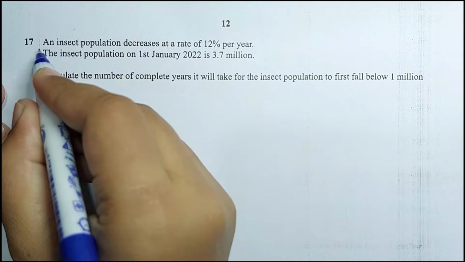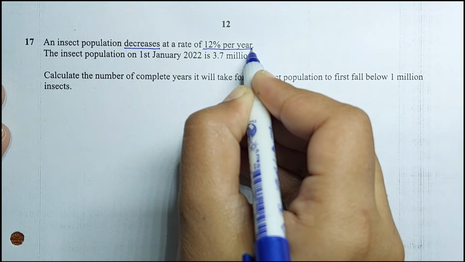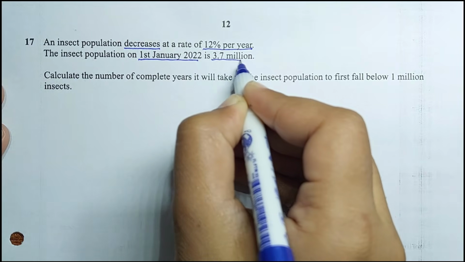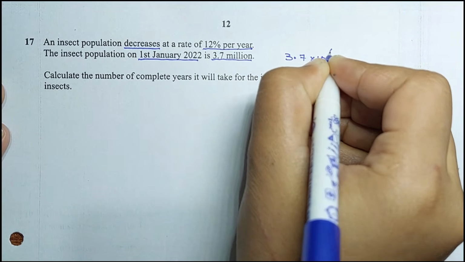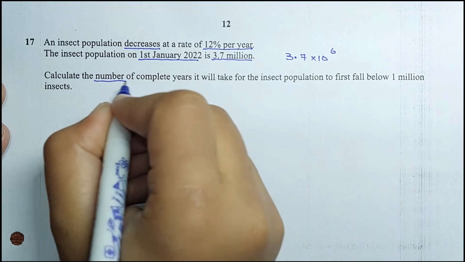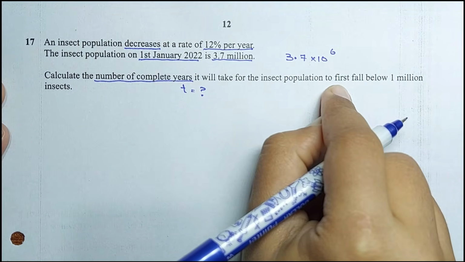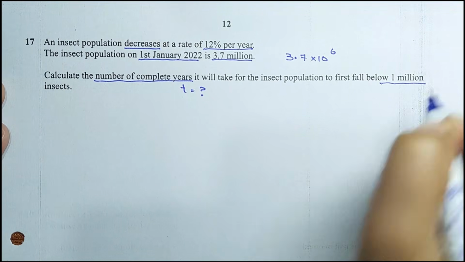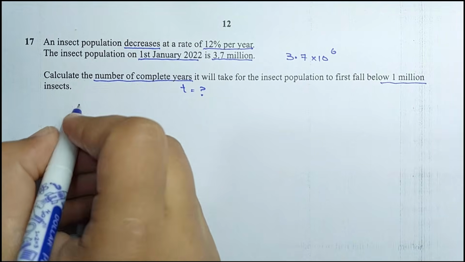Question number 17. An insect population decreases at a rate of 12% per year. The insect population on 1st January 2022 is 3.7 million. This is 3.7 times 10 to the power 6, because a million has 6 zeros. Calculate the number of complete years. We have to solve for the time it will take for the insect population to first fall below 1 million. The population should be below 1 million, right? So this is a population decay, exponential decay question, right?